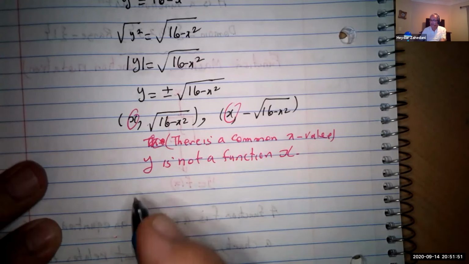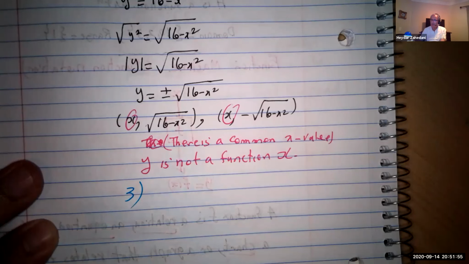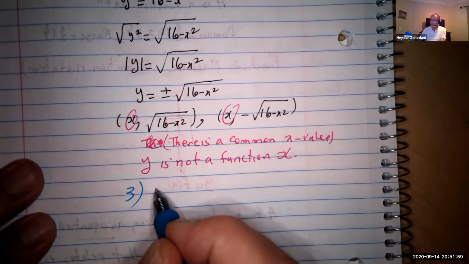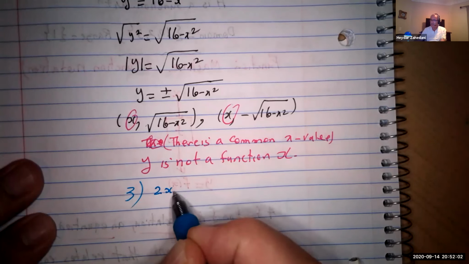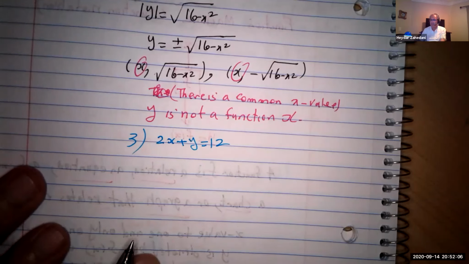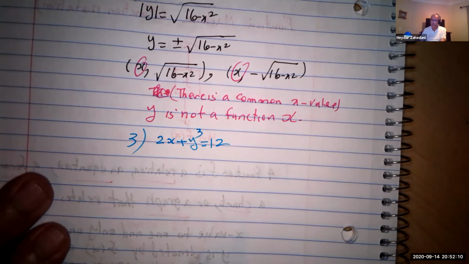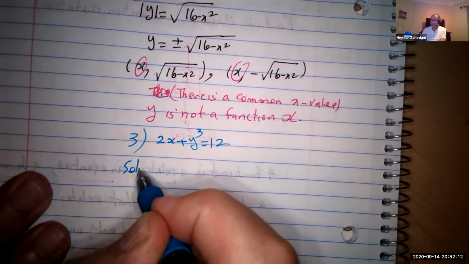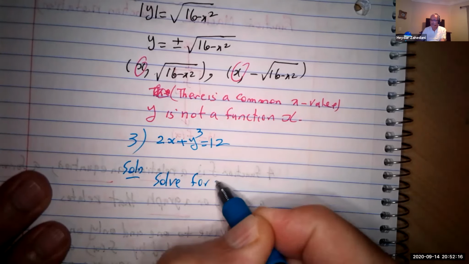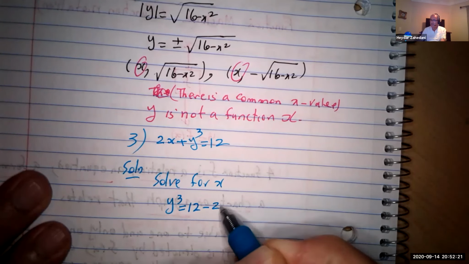So we give another one. You see this one? Suppose we have 2x plus y cubed equal to 12. That's easy, we solve for y. Let's have y cubed so that you know that. Okay, solution. Solve for y, so that gives y cubed equal to 12 minus 2x.